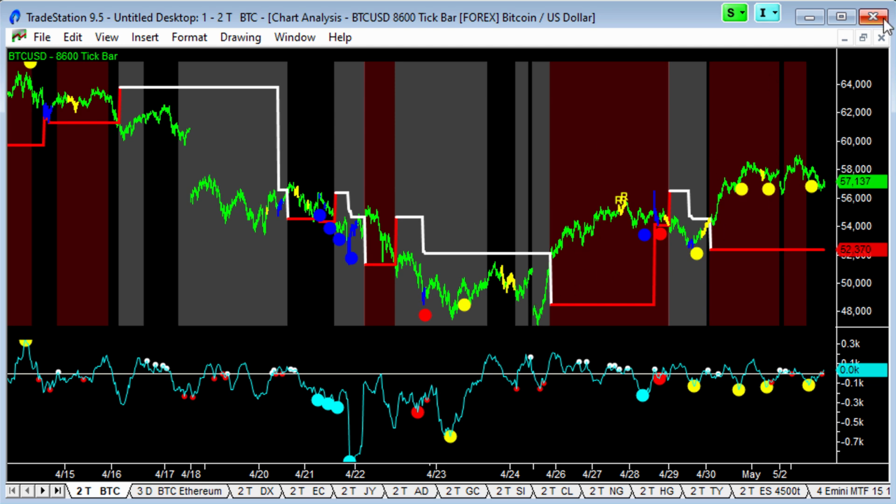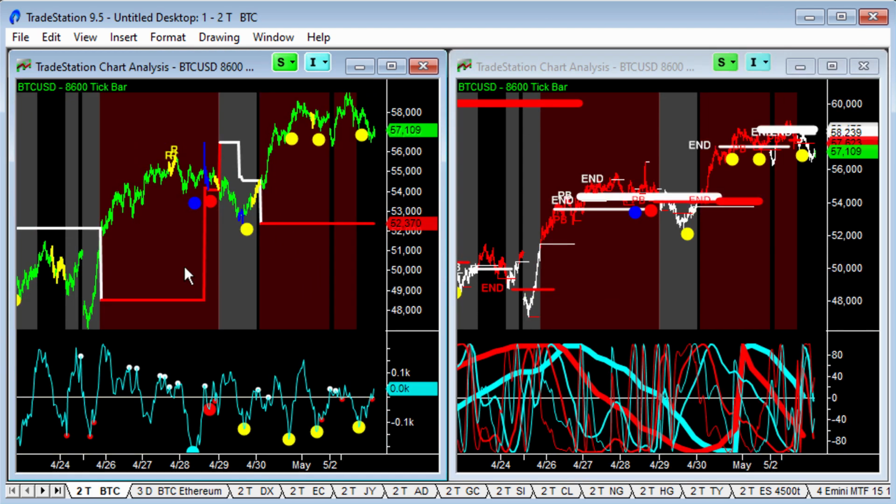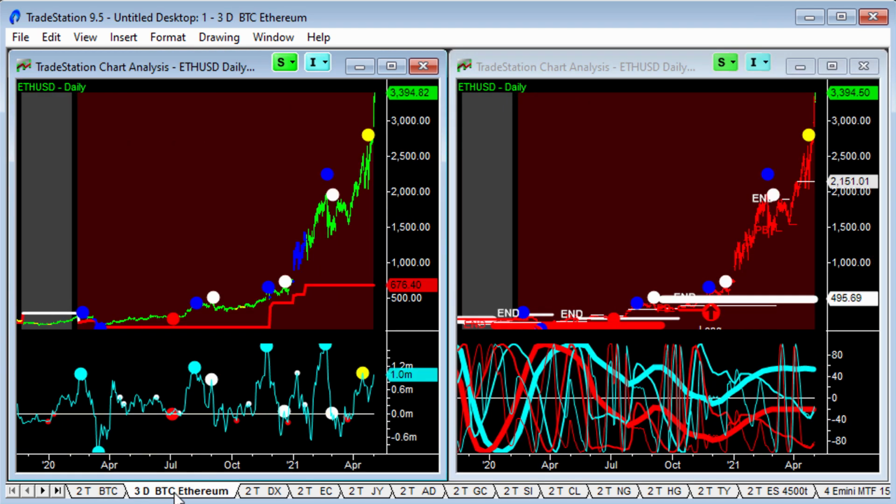We're still in an uptrend. No exhaustion bars. Nothing like that. We've just kind of held steady for a while at 57, 58. And that is because all of the activity has gone into Ethereum. And here is the Ethereum chart.